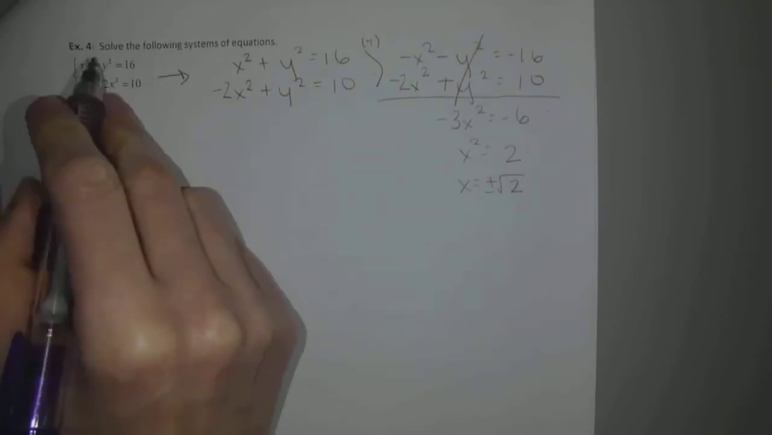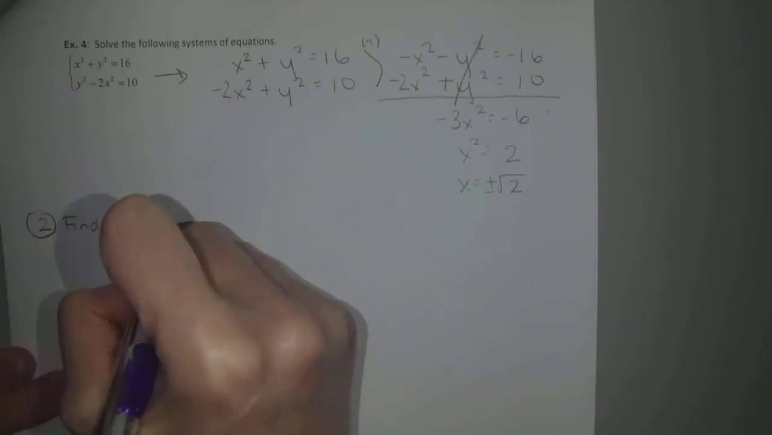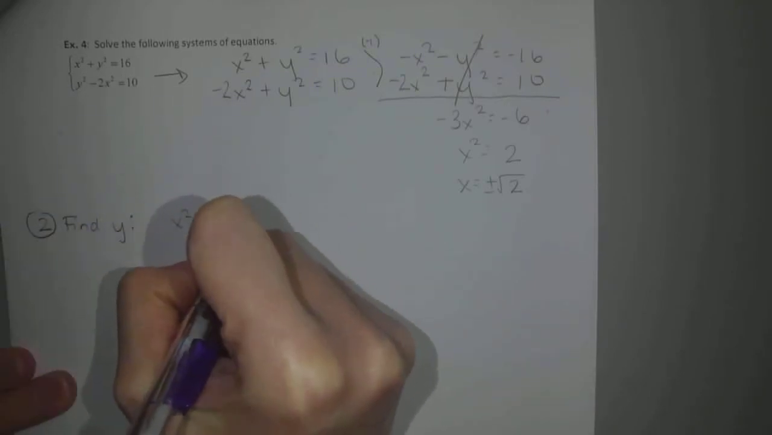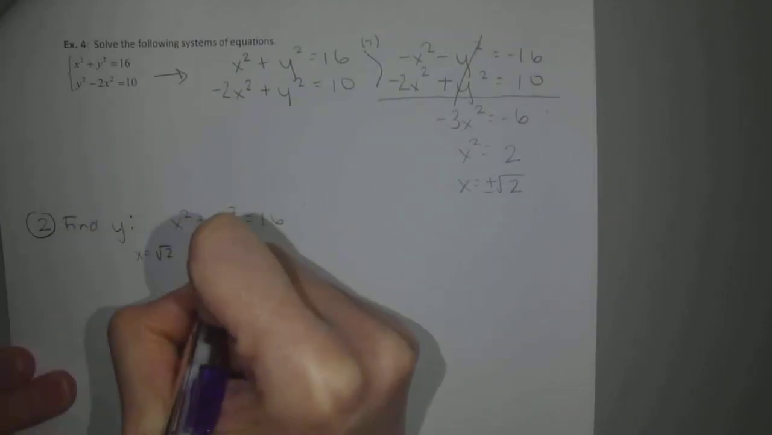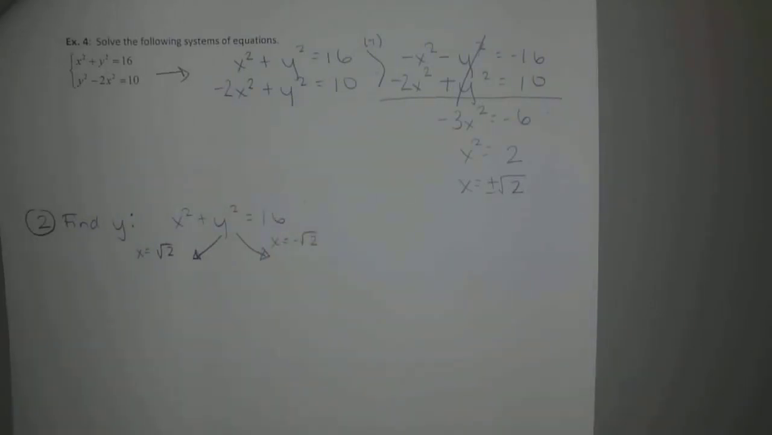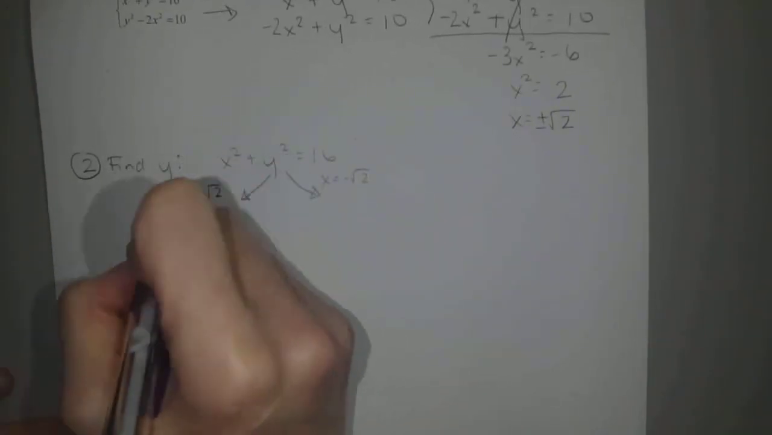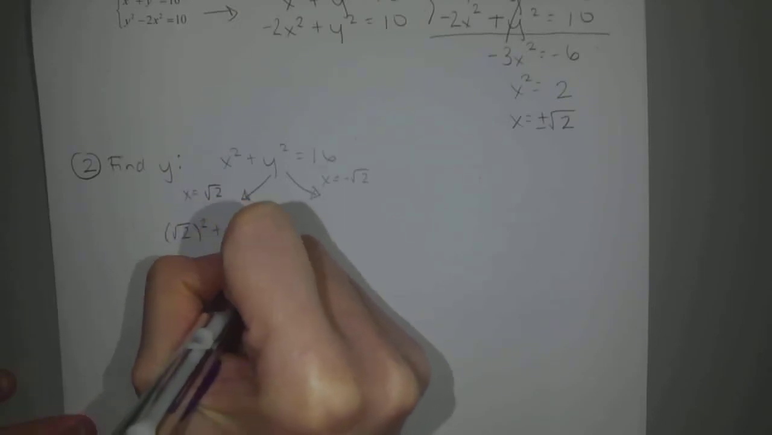Well, we can use either one. It doesn't really matter actually at all. So we'll use x squared plus y squared equals 16, but we'll branch off. One with a positive root 2 x and one with a negative root 2 x. And we'll see what happens. Okay? So the first one will just be x squared, but that's root 2 squared plus y squared equals 16.